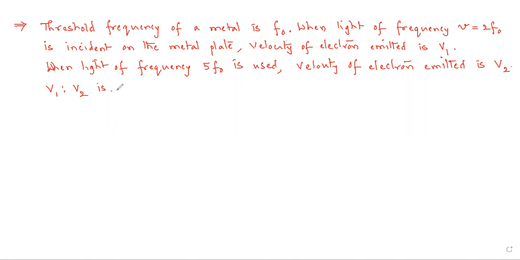V1 is to V2 is. They're asking the ratio. Just like in the previous question, it was KE1 is to KE2. Now here it is V1 is to V2. Again, they have given that the threshold frequency is F0. In the first case, the frequency used was 2f0, and in the second case, 5f0. In the first case, the velocity of electrons ejected was V1, and in the second case, it was V2. Now they are asking you the ratio of V1 and V2. Let us go with the same relation.